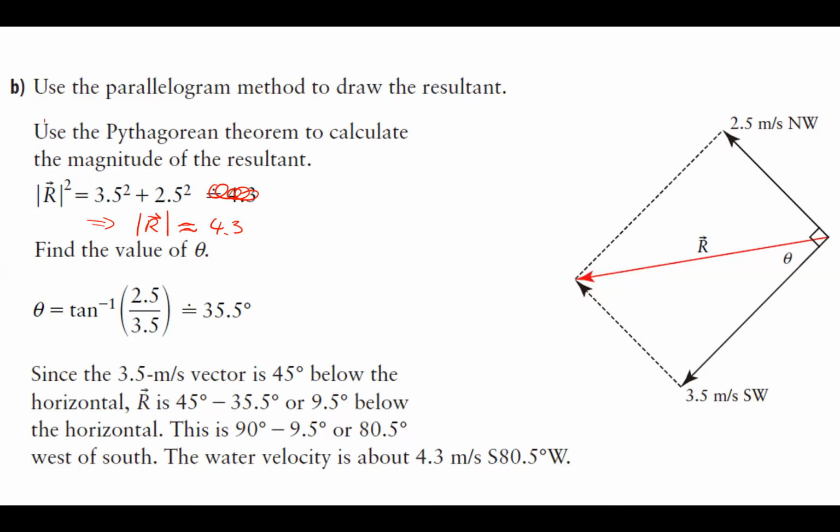Then since the 3.5 meters per second vector is 45 degrees below the horizontal, r is 45 minus 35.5, or 9.5 below the horizontal. This is 90 minus 9.5 degrees, or 80.5 degrees west of south. So the water velocity is about 4.3 meters per second, west of south, 80.5 degrees. Okay, any questions?